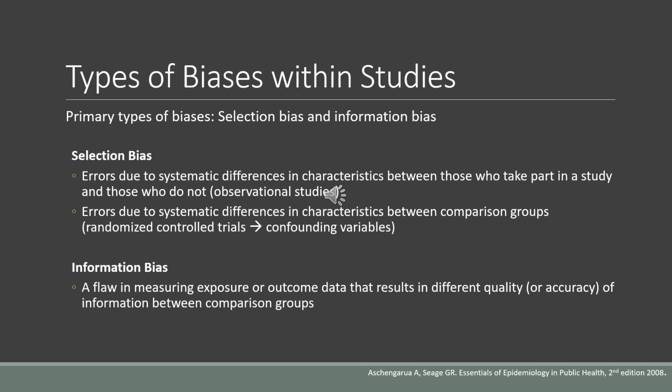Whereas selection bias is generally involved in the recruitment and assigning of patients into different groups, information bias occurs after a study is already set up. It's when we're measuring and analyzing outcome data.